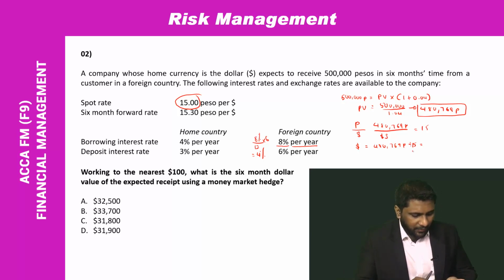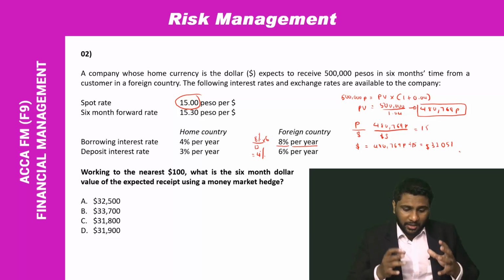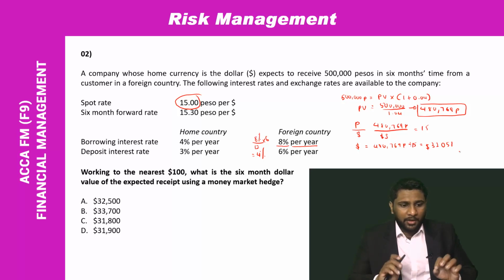480,769 divided by 15. How many dollars do you have now? You have now $32,051. You converted pesos into dollars using the spot rate, so the risk is eliminated. Now you have $32,051 with you.